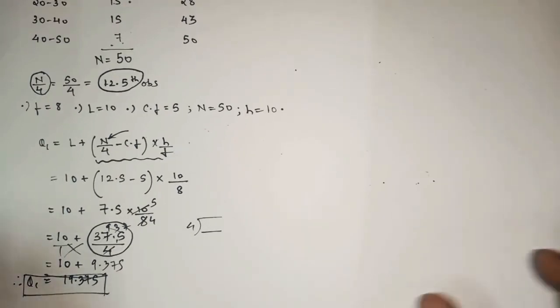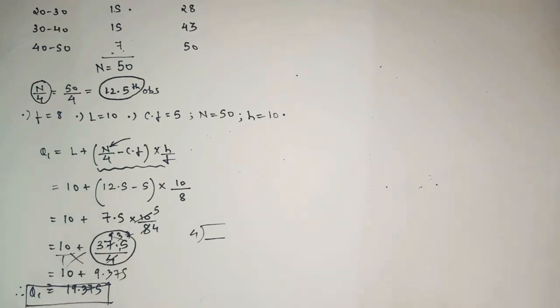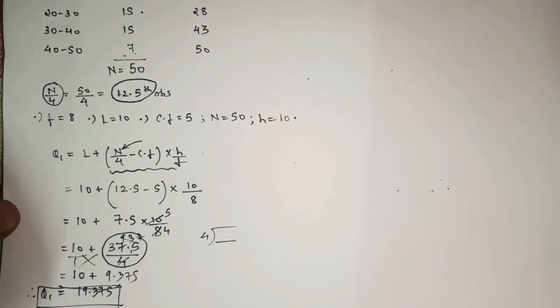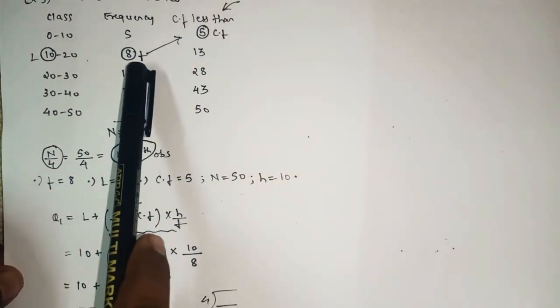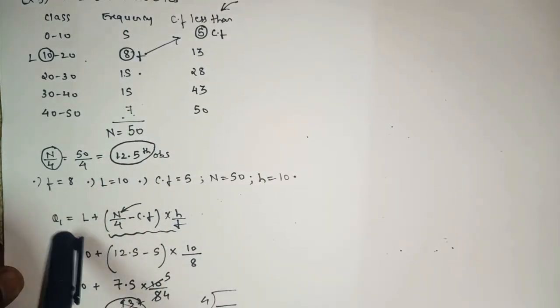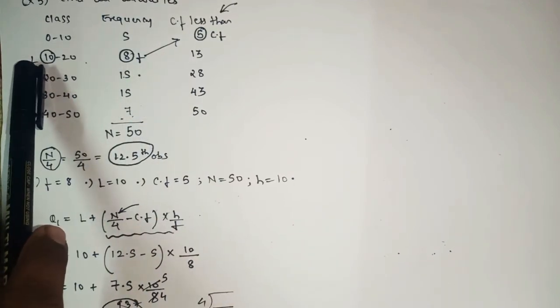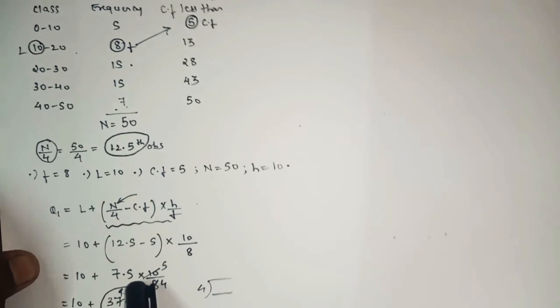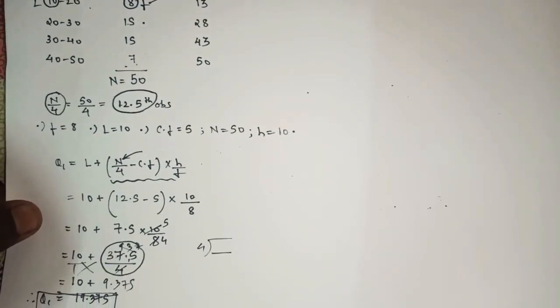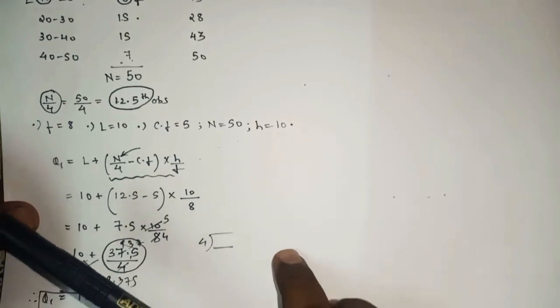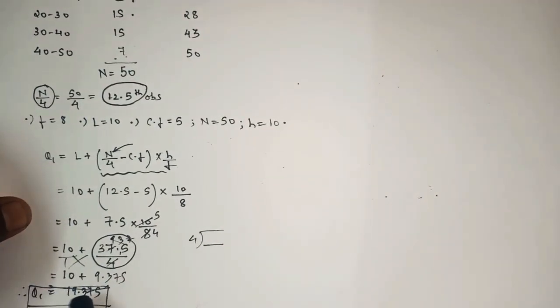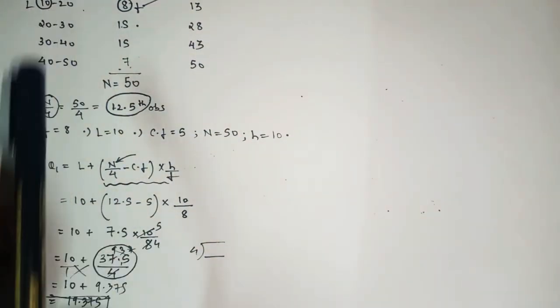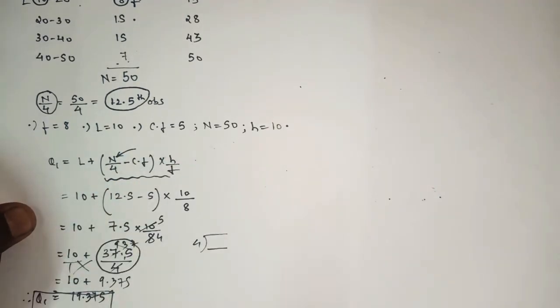There is a method to check whether our answer is right or wrong. It is just a prediction we can do, whether the answer we got is perfect. How to guess whether the answer is right or wrong? Simply check the class. Where does it lie for Q1? For Q1, the class lies between 10 to 20. So our final answer for Q1 should lie between 10 to 20 only. Here we got 19.375, so we can say the calculation we did till here is perfect, as clearly it lies between 10 to 20.